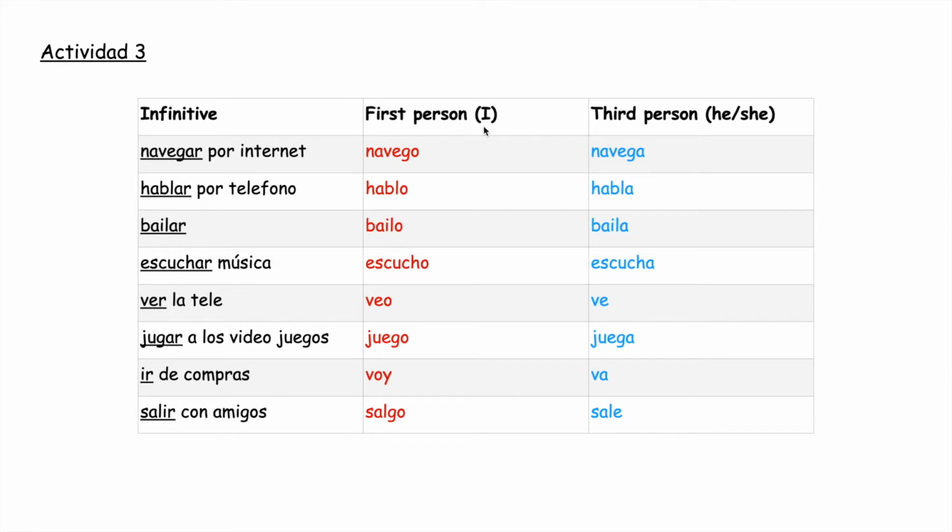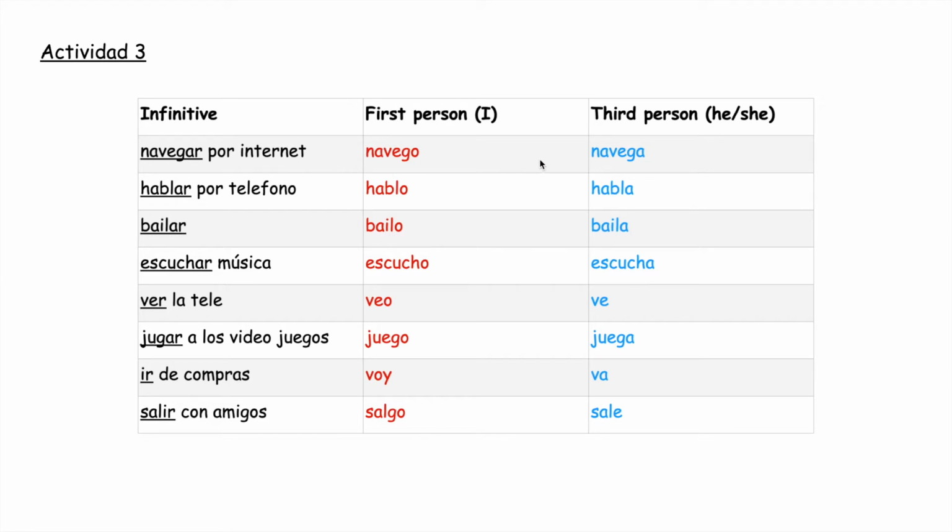So if you're wanting to say, I surf the internet, we would say, navego por internet. Okay? In Spanish, they have the word for I, but they don't really use it because the fact that the word has an O on the end tells everybody who is speaking or who the verb is talking about. So, I surf the internet.